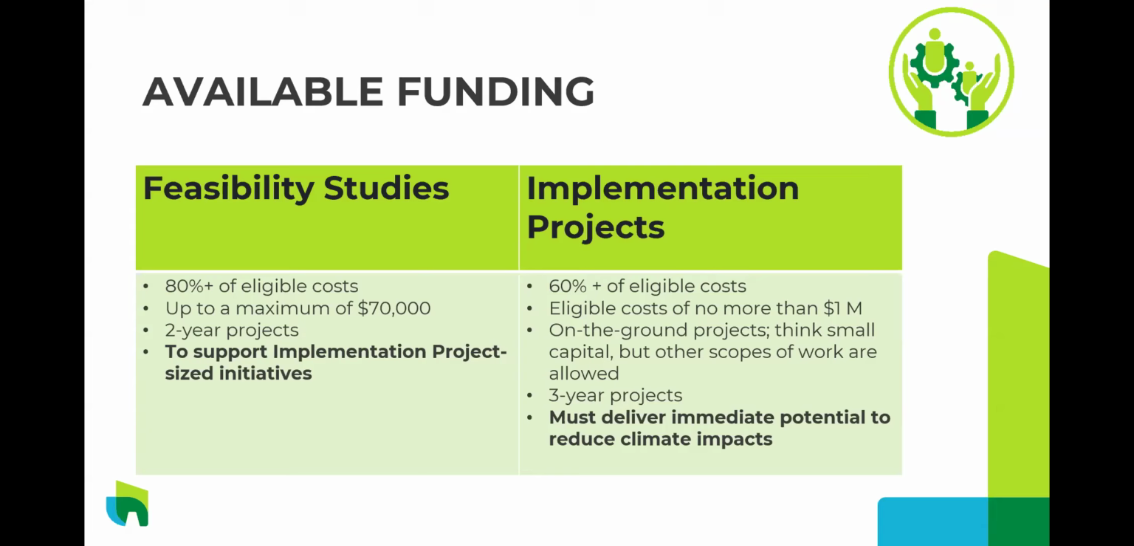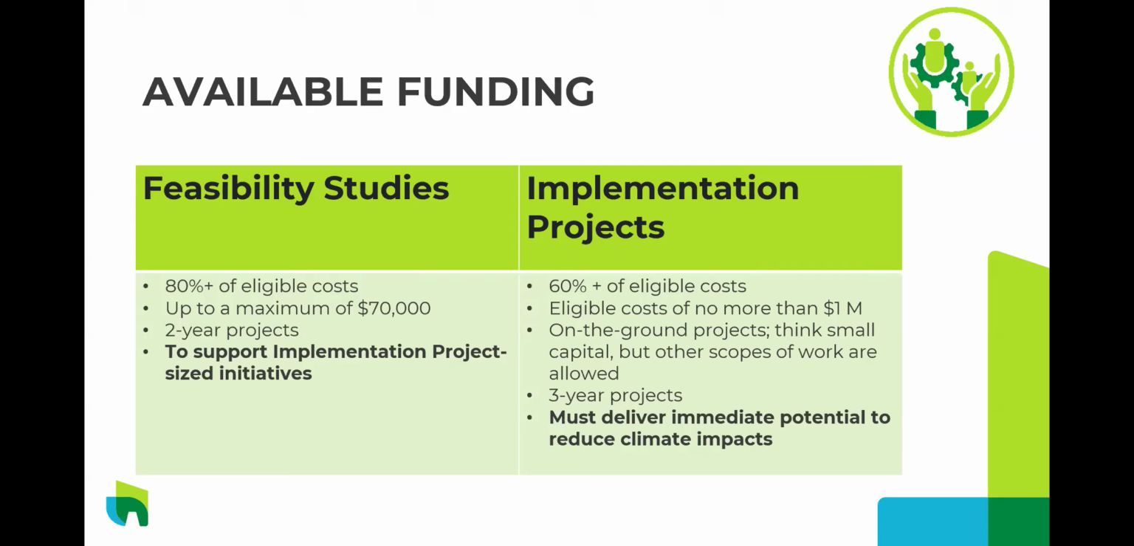The cost share for feasibility studies starts at 80%, and our max contribution is $70,000. For implementation projects, it's a little bit different. What you really have to keep in mind is that the project you're proposing will have the immediate potential to reduce climate risks. The cost share here starts at 60% and can be increased up to 100% based on whether your project meets some of the strategic priorities. Taryn will be speaking to that a little bit later, so you'll hear more about that.